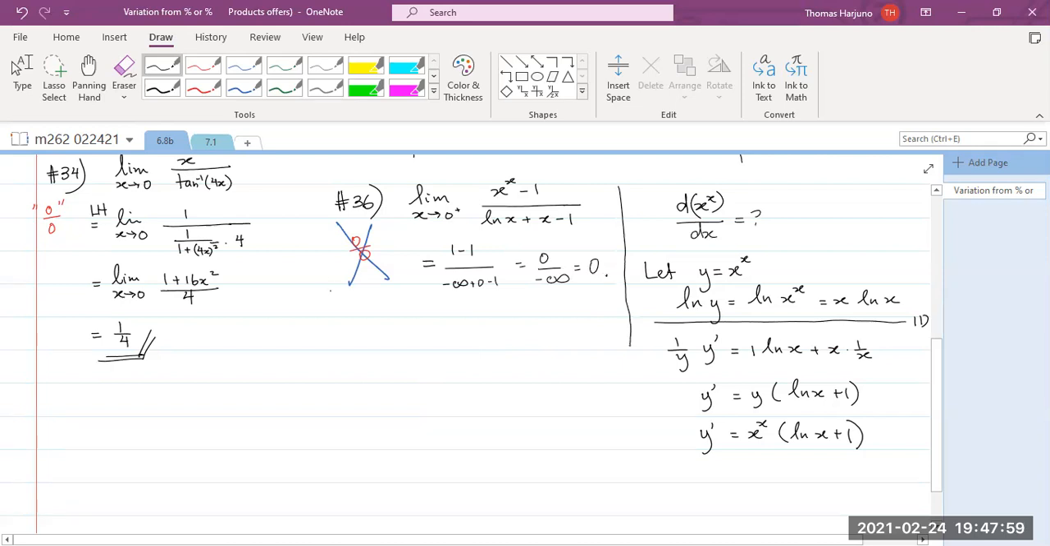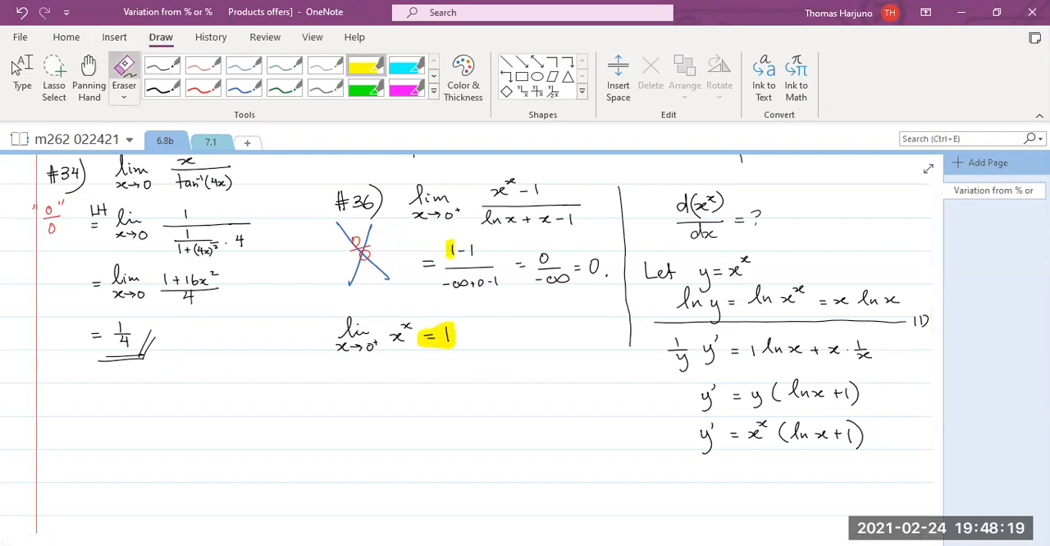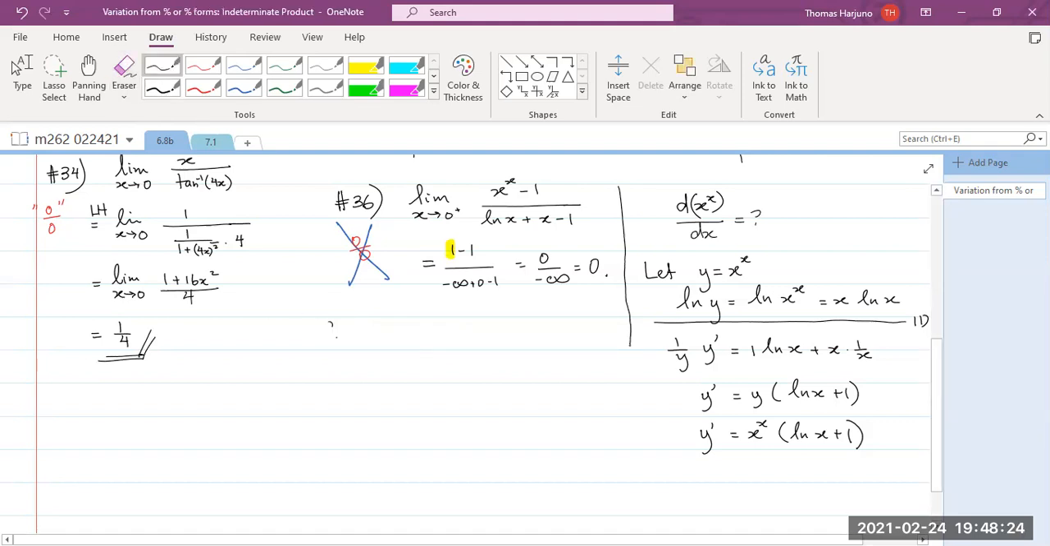But let's prove one more thing. Okay. I need to show that the limit as x goes to 0 positive of x^x is equal to 1. I want to show that first because that's my assumption here though. Let's prove that first. So let's compute that. This is like a side work. Compute the limit as x approaches 0 positive of x^x.